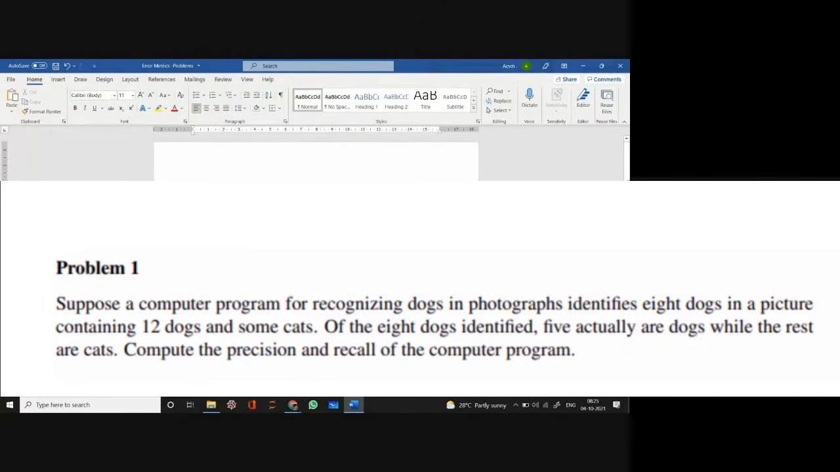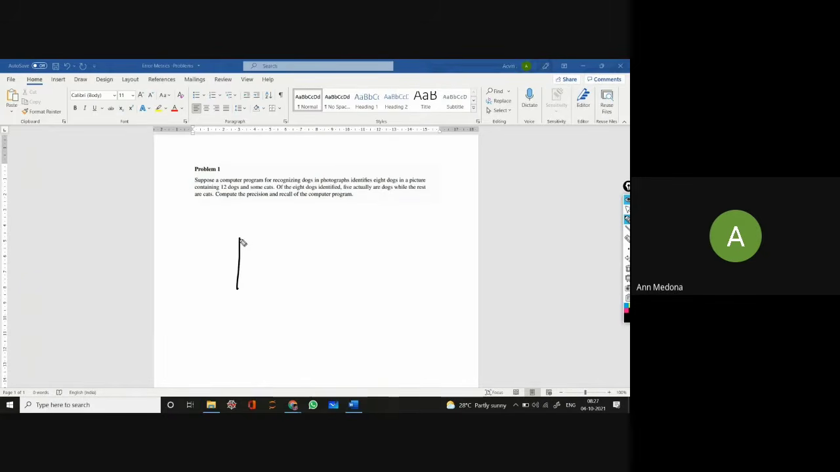Suppose a computer program for recognizing dogs in photographs identifies 8 dogs in a picture containing 12 dogs and some cats. So it is a classification problem, and in the output category we have dog and cat. So pictures will be given, and from these pictures we need to identify whether it is a dog. This dog corresponds to the yes and cat corresponds to the no category. So it is a binary classification problem.